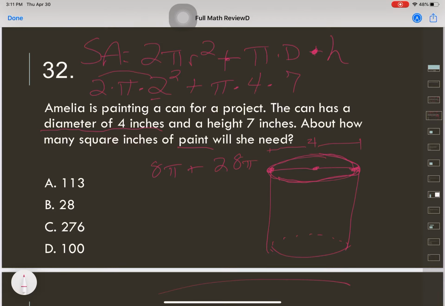So you could go ahead and do it right here. It's 36 pi. And so 36 times pi is 36 times 3.14. And when you do that, you're going to get A.